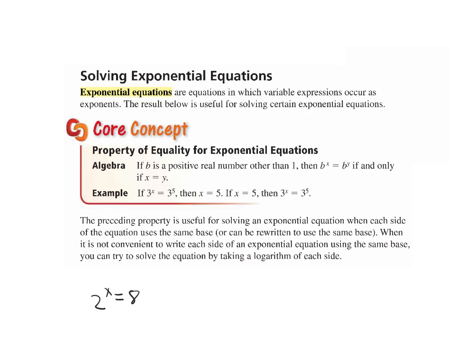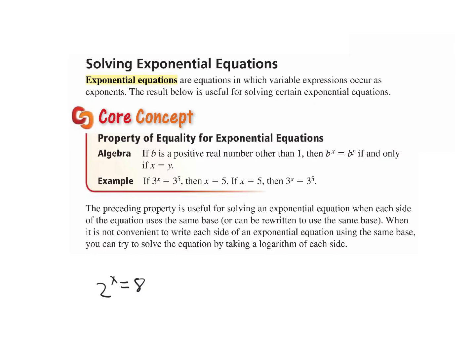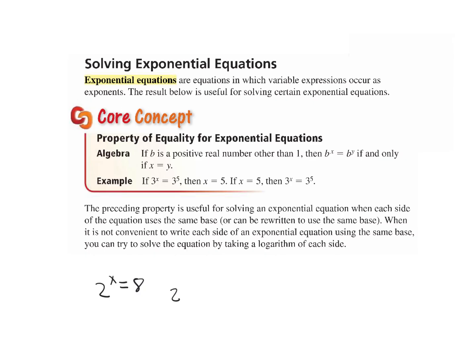Well, we would change 8 to have a base of 2, and it would be something like 2 to the x equals 2 to the third, right? And because our bases are the same, then our exponents need to be the same as well. So essentially what we do is cross out our bases, and then you set our exponents equal to each other. So I get x equals 3.